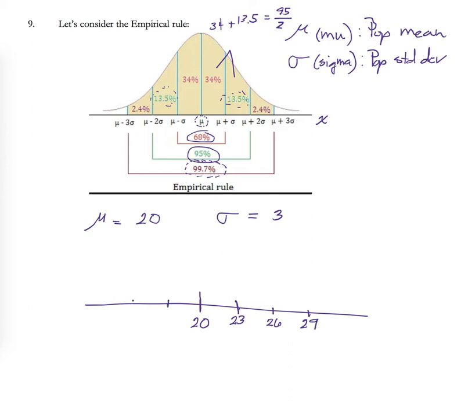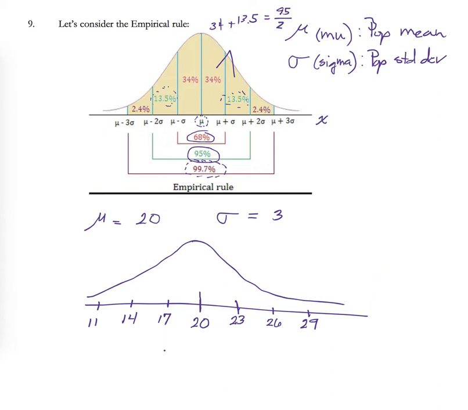And then if I go back the other way, 1 standard deviation back is 17. Subtract another 3, we're at 14. Subtract another 3, we're at 11. So, oh, well, that's not a very good bell-shaped distribution, but you get the idea.